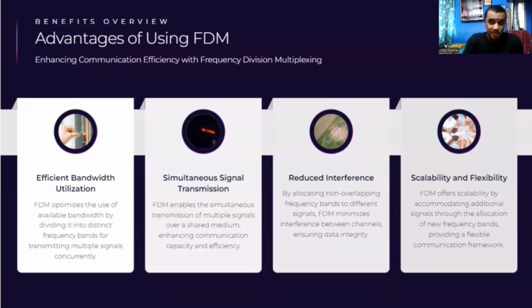Now, what do we understand by simultaneous signal transmission? FDM enables the simultaneous transmission of multiple signals over a shared medium, enhancing communication and capacity efficiency. So FDM ensures the simultaneous, like continuous, transmission of multiple signals.